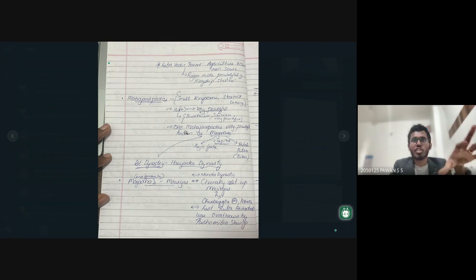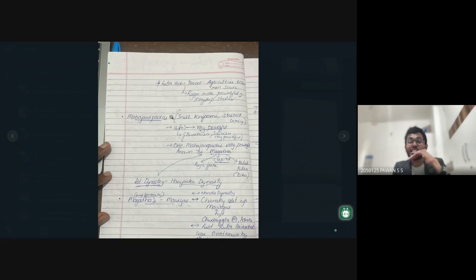Agriculture became the major source. Okay, in the Vedic period, you understood what all complexities there were. They fought for the cattle, everything like that. But in the later Vedic period, a slight shift started happening where the Rajan became more powerful. Kingship started coming out. This is very important.